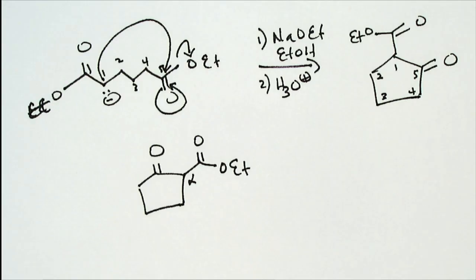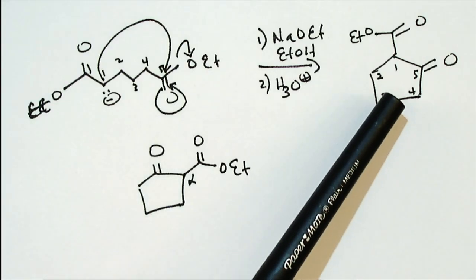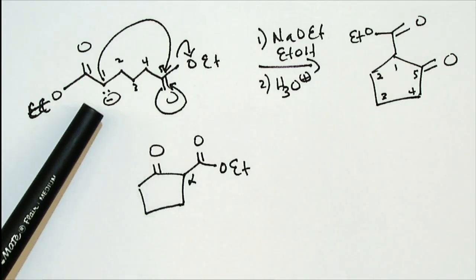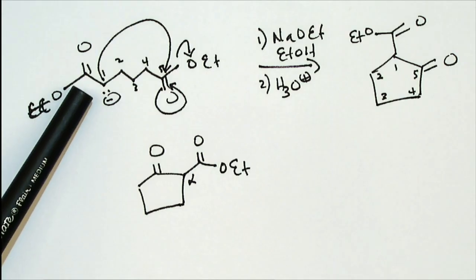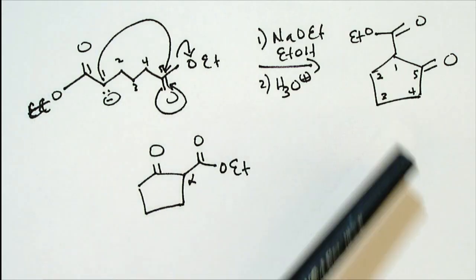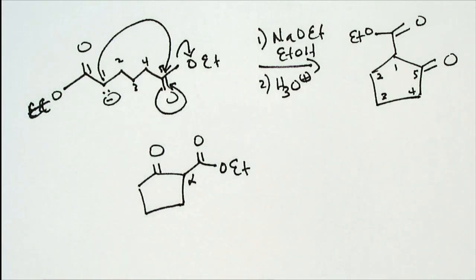Now, if I wanted to form a 6-membered ring instead of a 5-membered ring, then I would just have to extend this chain by 1 to accommodate that size ring. So that is it really for a Dieckmann cyclization. All right, so what else?